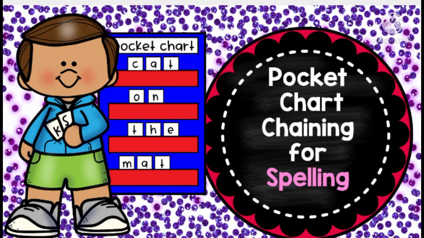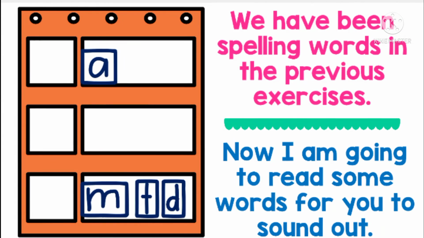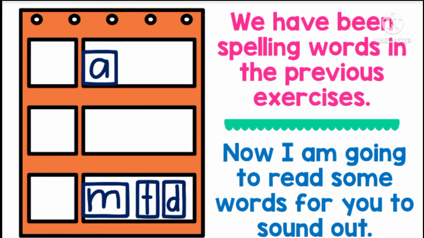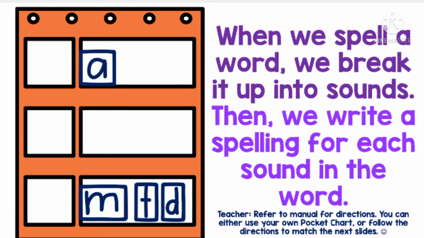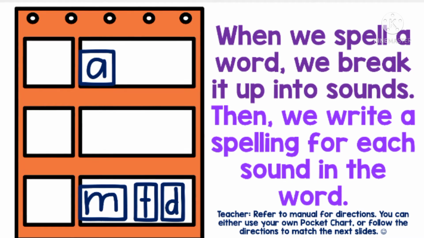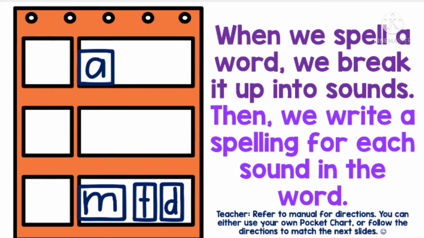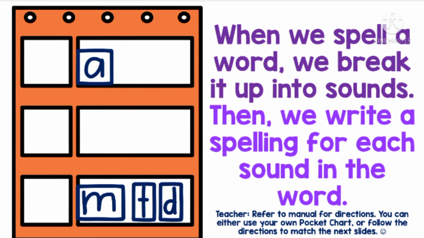Now, kids, it's pocket chaining for spelling. We have been spelling words in the previous exercises. Now, I'm going to read some words for you to sound out. When we spell a word, we break it up into sounds. Then, we write the spelling for each sound in the word. Now, I want you to get your materials ready to write down the words I sound out for you.